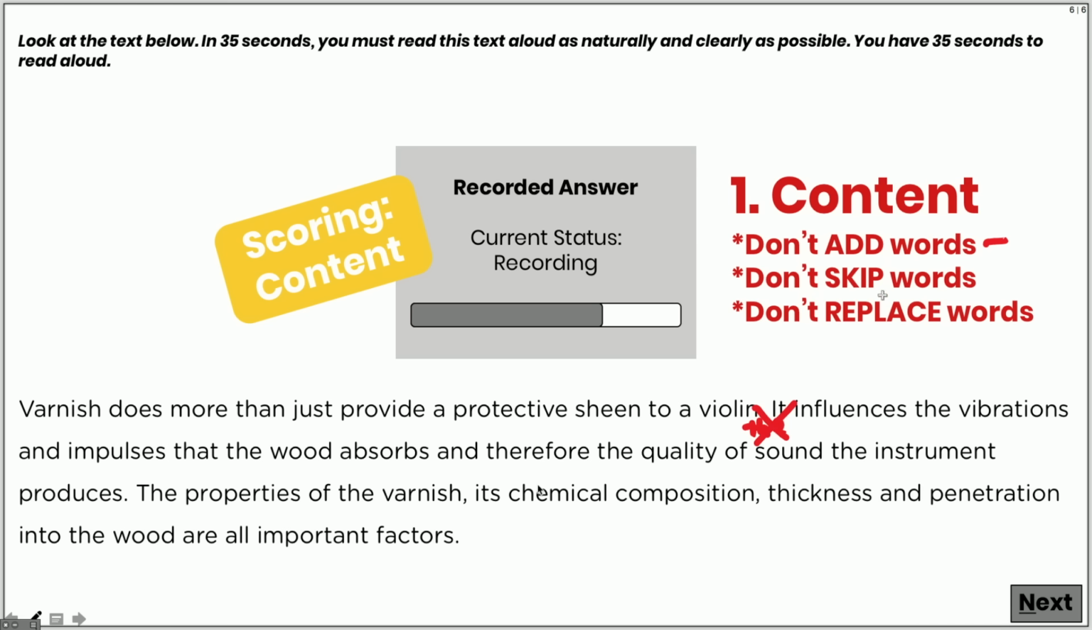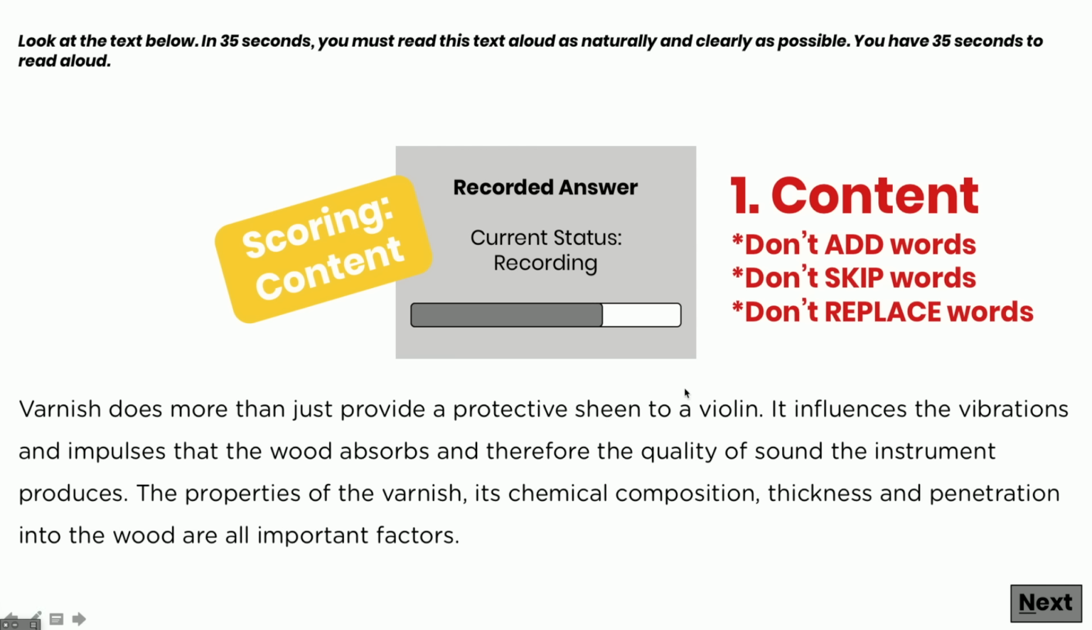Second, don't skip words. Let's say you're reading along and you say, varnish does more than just provide a sheen to a violin, and you have accidentally missed out this word here, protective. So don't skip any words. That's also important. And the third one is don't replace any words. Let's say you're reading along down here and you're doing really well, and then you say, into the wood are all interesting factors. Now the word here is important. You have accidentally said the word interesting. You're going to lose a point for that. Anyway, that's content. That's straightforward. Simply read the paragraph and all the words that are on the screen.